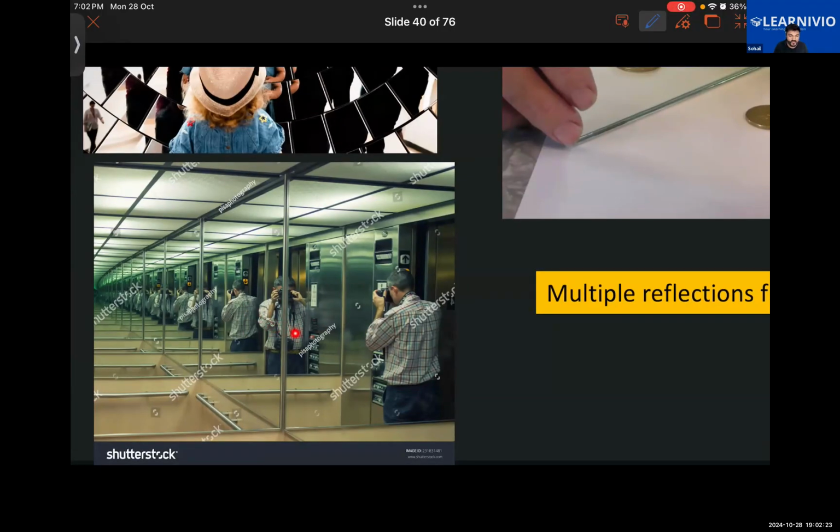No. So when two plane mirrors are placed parallel to each other, what is the angle formed between the two? 0 degree. 0 degree, exactly. So when the angle between the two plane mirrors is 0 degree, exactly, Chakrika, an infinite number of images will be formed. Got this, guys? Infinite number of images will be formed.